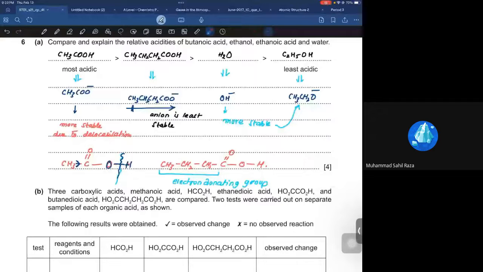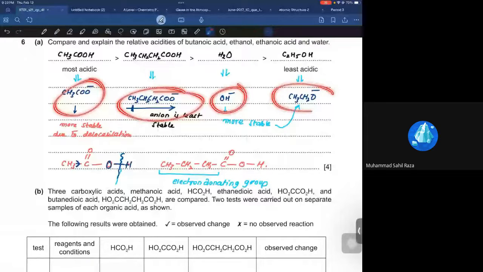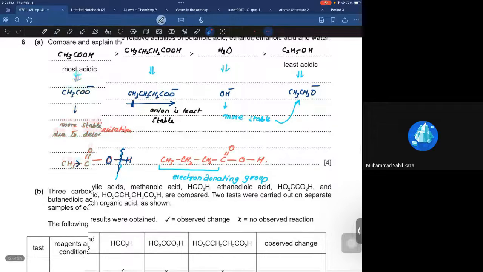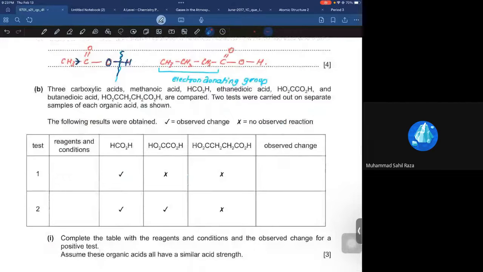Okay. So basically, it is depending upon the stability of an anion. When the anion is the least stable, that means your acid would be weaker, and when your anion is the more stable one, your acid would be stronger. Okay. Now you can see this. Three carboxylic acids, methanoic acid, ethanedioic acid, and butanedioic acid are compared.